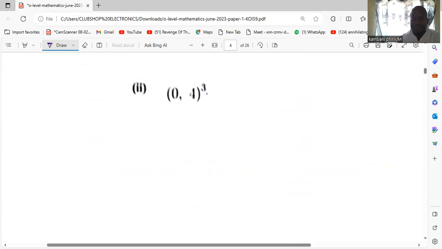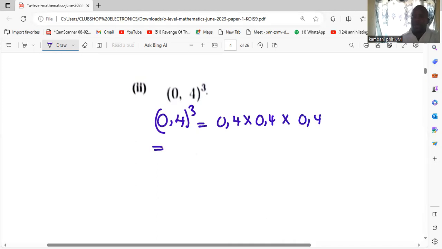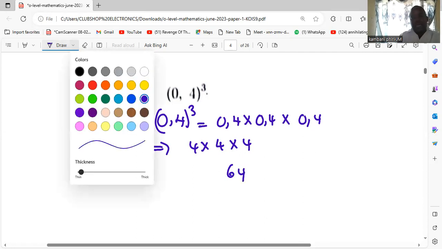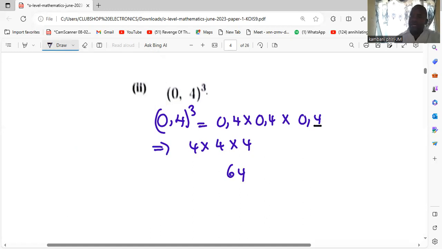The other one is here. 0.4 to the power 3. This is the same as 0.4 by 0.4 by 0.4. So you can work out 4 by 4 by 4. You know, 4 by 4 is 16, by 4 is 64, right? Now you must check how many decimal places we have. 1, 2, 3. But we have got 2 digits. It means we must add another 0 here so that there are 3, and like that, a point, and that's your answer.